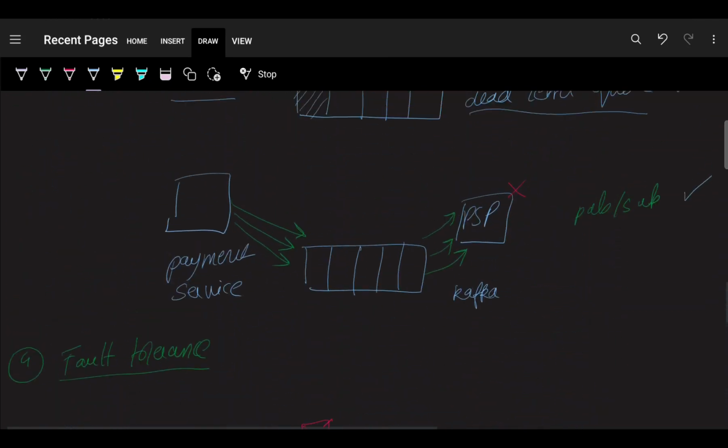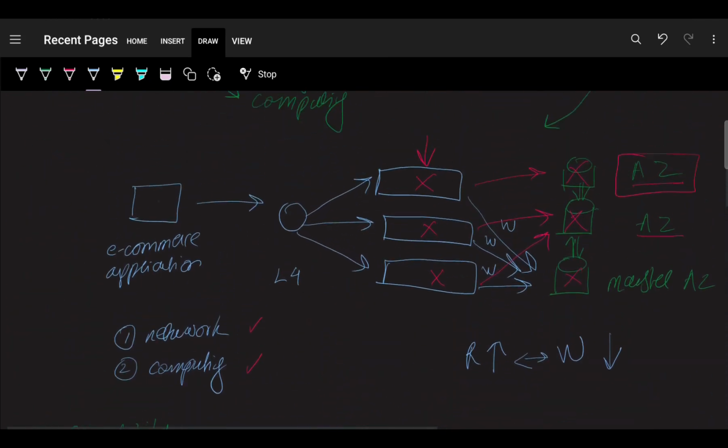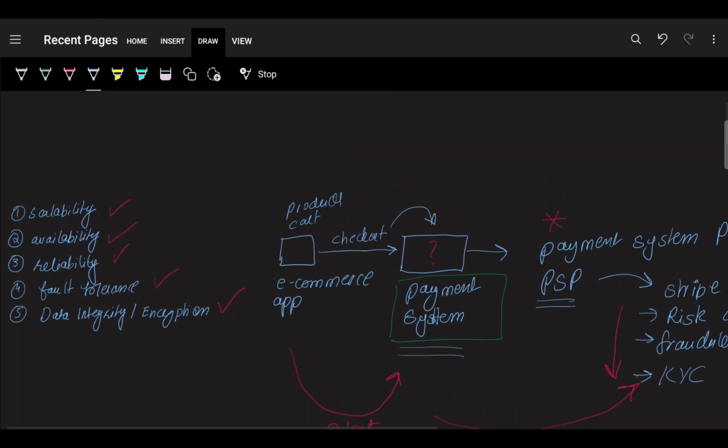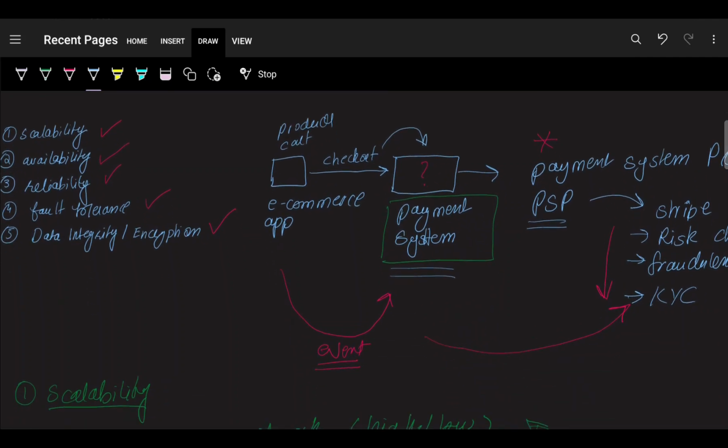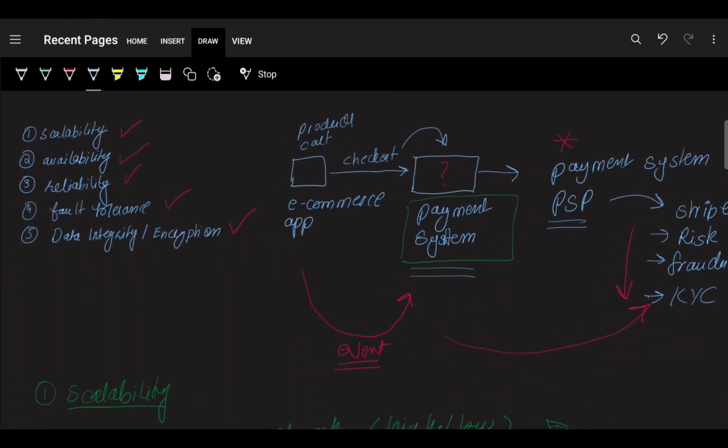So yes, this looks good. I think we've covered quite a lot of ground here. So this is how you will paint out your basic payment system.